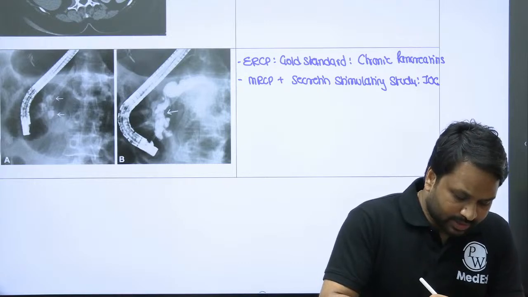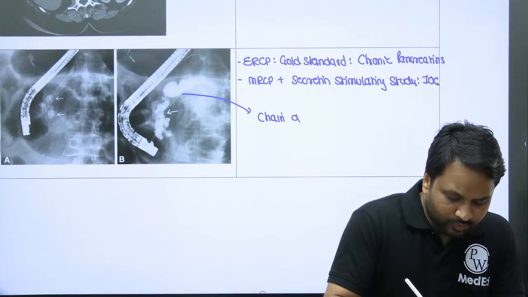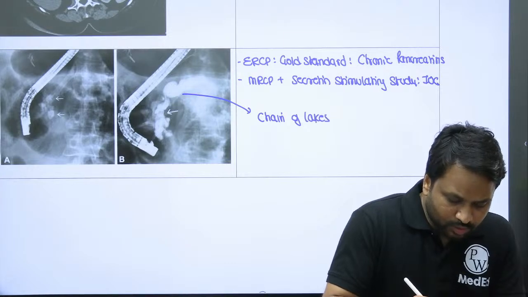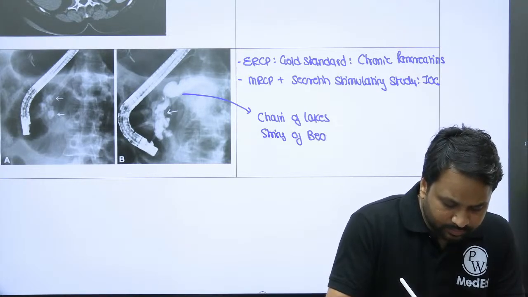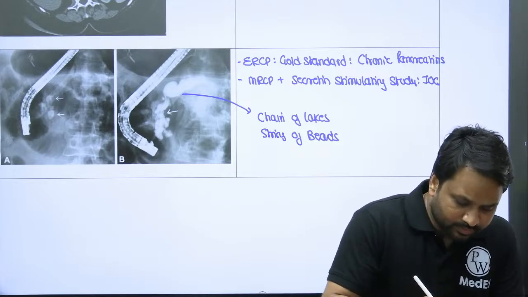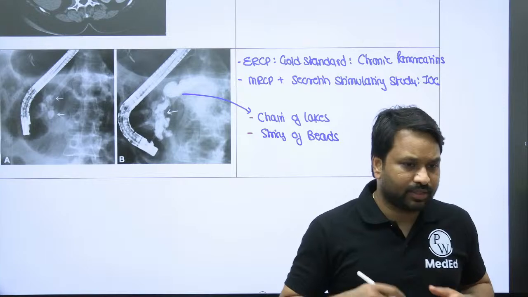Now the image that you see here, this is what we call the chain of lakes, or the string of beads appearance, seen in chronic pancreatitis, right? Absolutely correct.